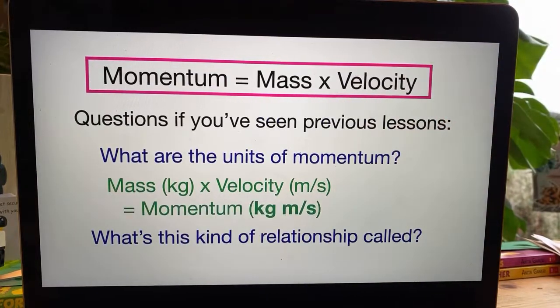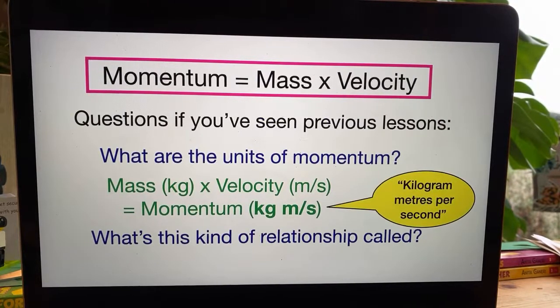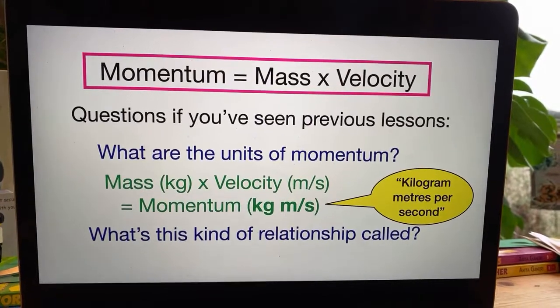So just times them together, and what do you get? Kilogram meters per second. It's a bit weird, isn't it? Kilogram meters per second is the unit of momentum. You'd think they'd have called it a fun name like the Joule or the Newton, but no.